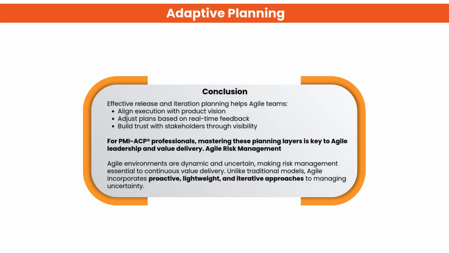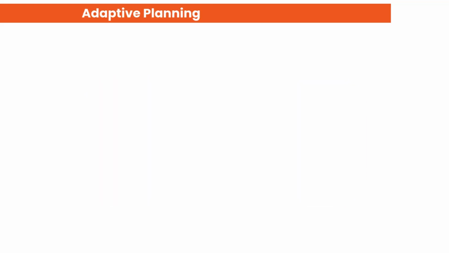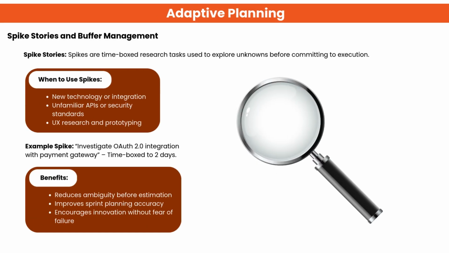Agile also relies on proactive and iterative risk management to handle uncertainty and keep delivering value continuously. Spike stories are short, time-boxed research tasks to reduce uncertainty before development. Use spikes when dealing with new tech, unfamiliar APIs, security standards, or UX research. Example: investigate OAuth 2.0 payment gateway integration within 2 days. Benefits: improves planning accuracy, reduces ambiguity, and encourages innovation without fear of failure.